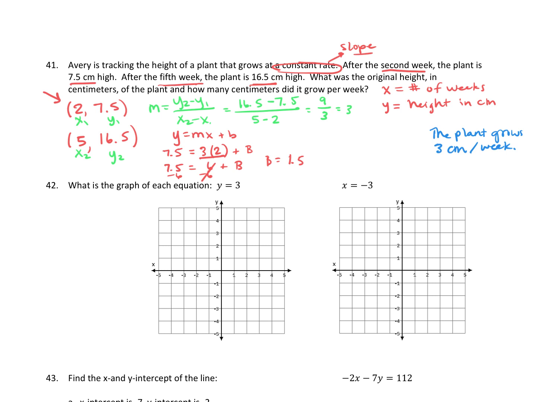If we wanted to write the equation for this, it would be y equals 3x plus 1.5. But to answer the question about the original height, that's when your number of weeks is 0. 3 times 0 is 0, leaving us with that 1.5. So the original height of the plant is 1.5 centimeters.